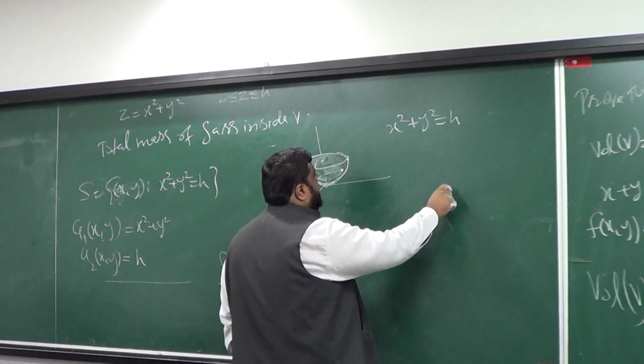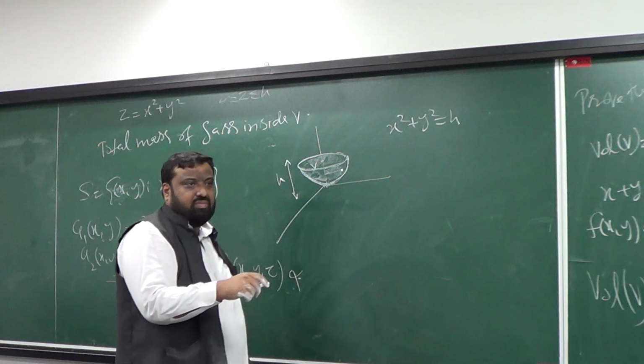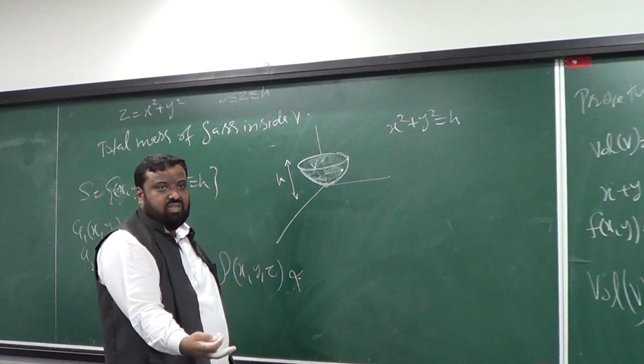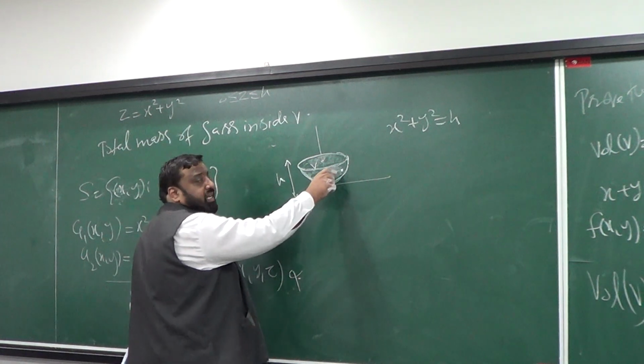So think about it. Circle, x square plus y square. It's going to be x square plus y square. Can you see? It's going to be x square plus y square.